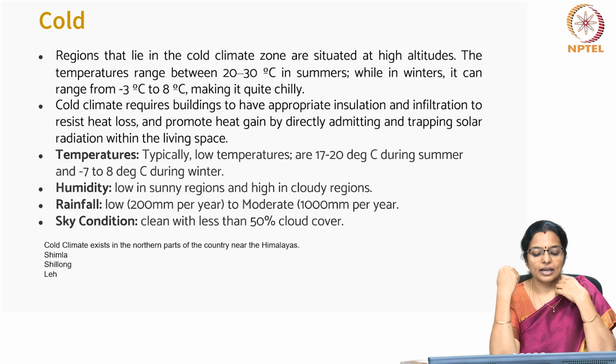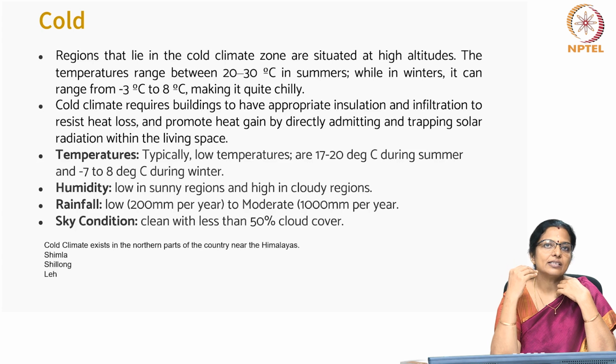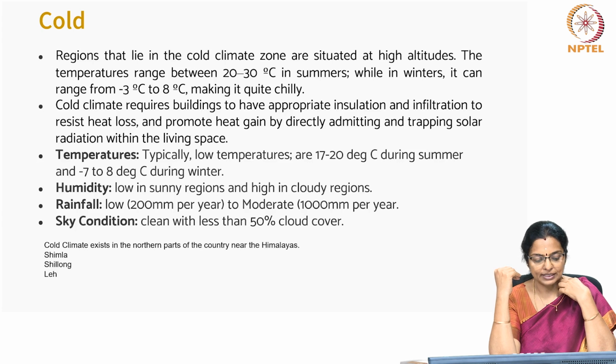Cold climate requires buildings to have appropriate insulation and infiltration to resist heat loss and promote heat gain by directly admitting and trapping solar radiation within the living space. Typically, low temperatures of 17 to 20 degrees centigrade occur during summer and -7 to -8 degrees centigrade during winter.